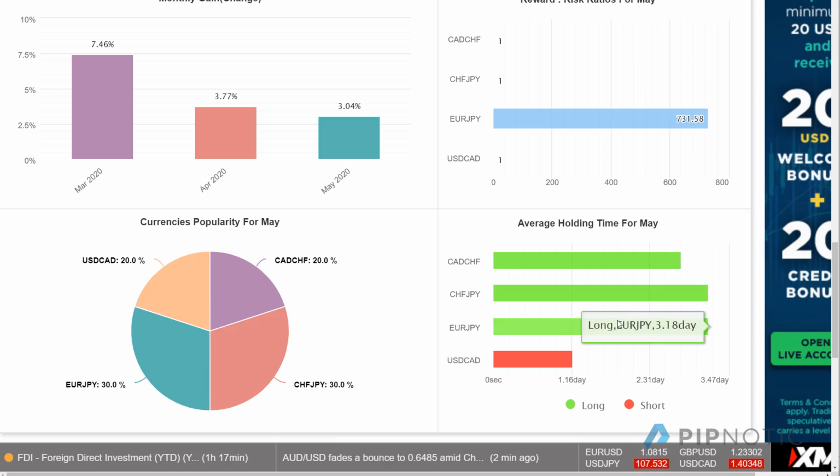And so the trade on the euro Japanese yen, this took almost 3.2 days. Here we had 3.2 days here as well, and here we had just under 3 days on the Canadian dollar Swiss franc, and this one was a little bit faster, just over 1 day.